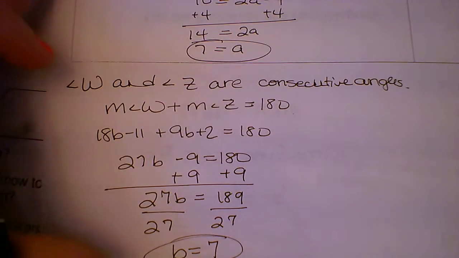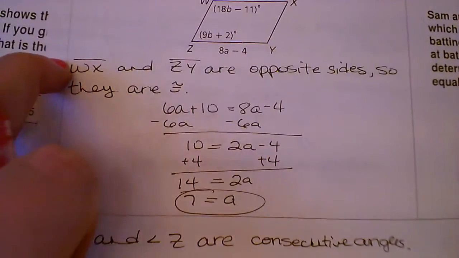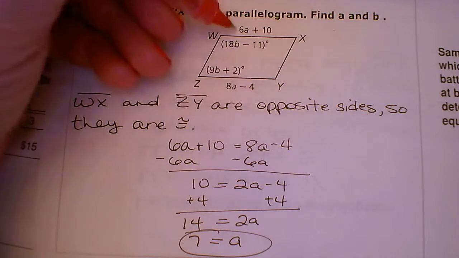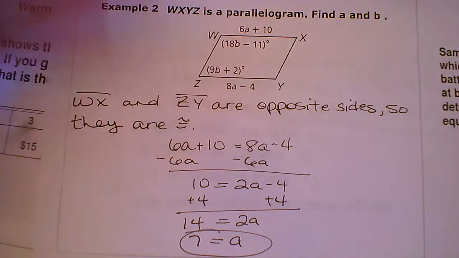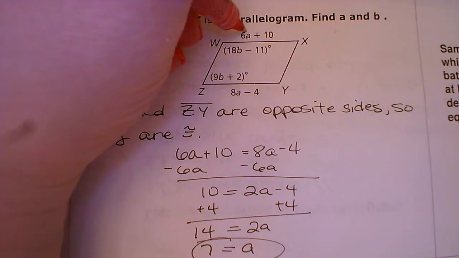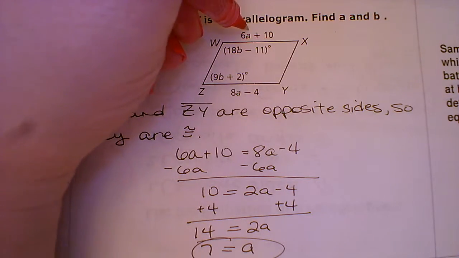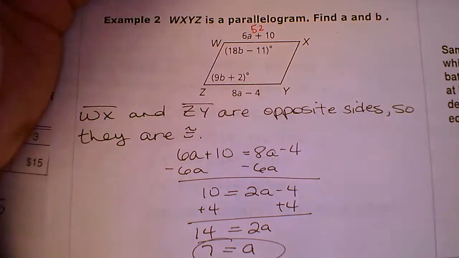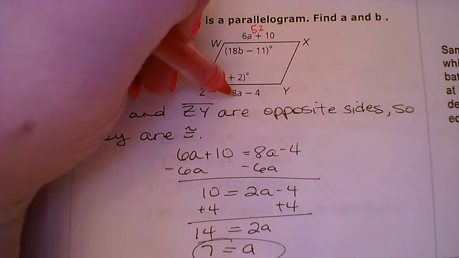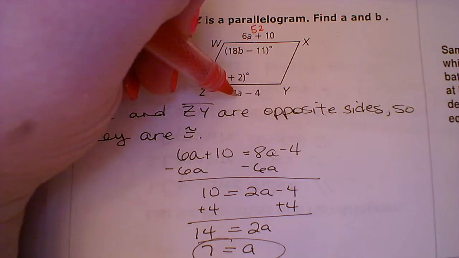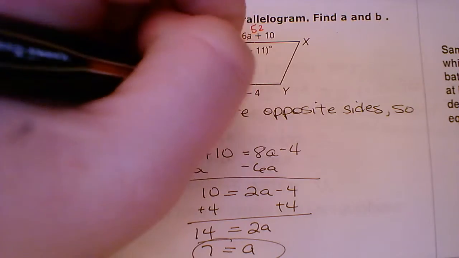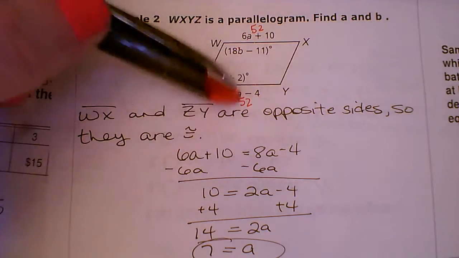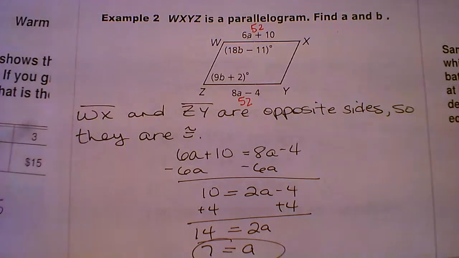The way to check your work on this problem would be to plug in 7 for each A and 7 for each B, and see what we come up with. So if I did that, 6 times 7 is 42, 42 plus 10 is 52. So I know side WX now measures 52 units. 8 times 7 is 56, 56 minus 4 is also 52. We know those were opposite sides, so they were supposed to be equal, and because we got 52 on both, we knew that it worked.